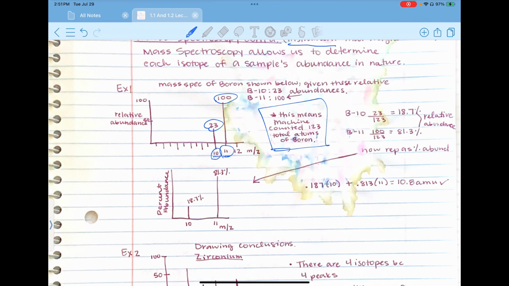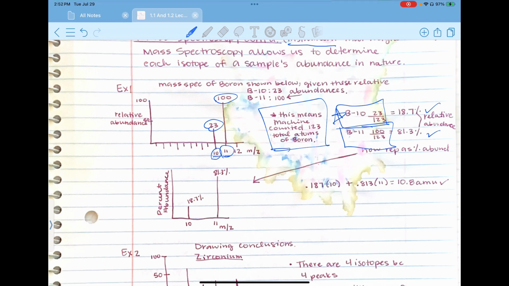So for boron 10, 23 out of a total number of 123 atoms that we saw were boron 10. So when I divide those, I'm going to end up with 18.7%. So when you do the division, your calculator is going to say 0.187. In order to make it a percentage, you need to multiply by 100. So that would be our percentage of boron 10. We can see that obviously 23 compared to 100, the majority of our atoms are going to be boron 11. So we're going to take our boron 11, 100 out of 123, gives us an 81.3% abundance. Again, you would have to multiply that by 100 once you put the number in the calculator to turn it into a percentage.